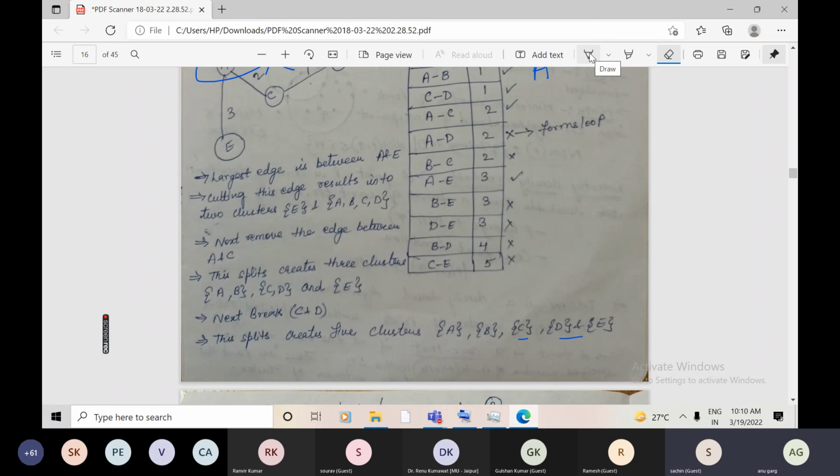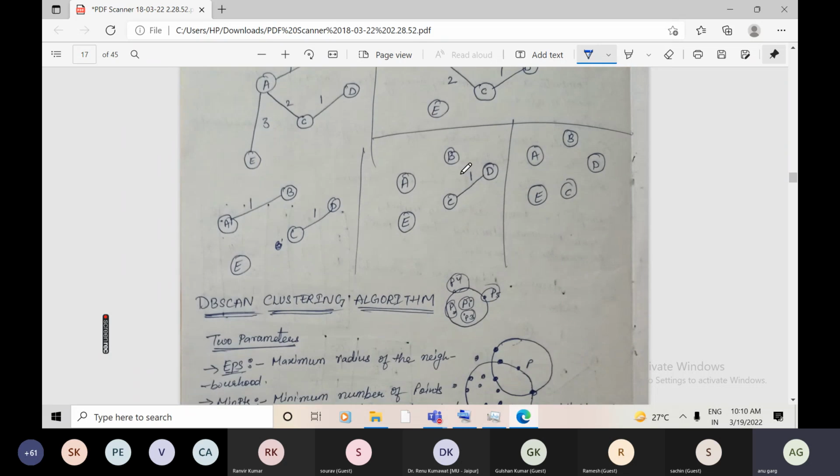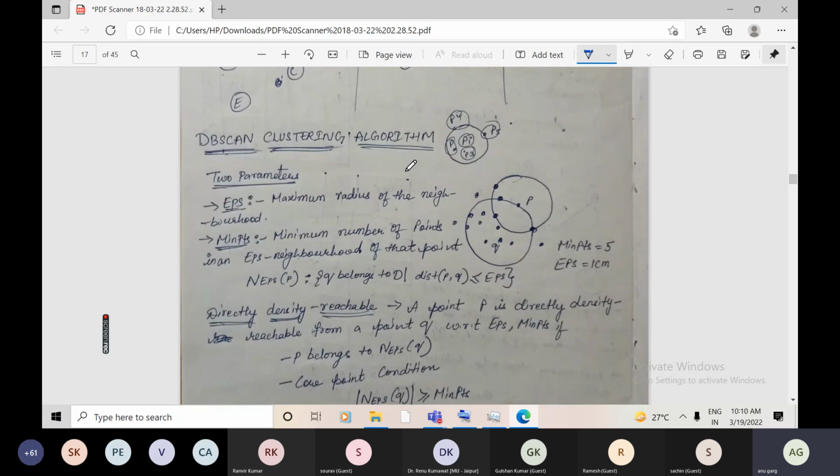Okay, so this was divisive. I have not seen any problem in the exam based on this one. This one is important, DBSCAN. We have had problems on this in previous question papers, and this is the important one.